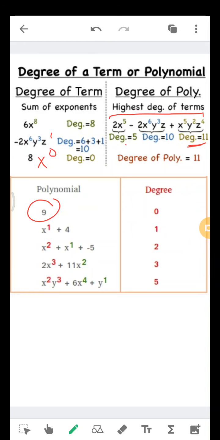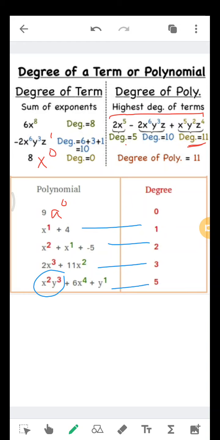So here there is a number 9 which doesn't have any variable, so you can write anything power 0. Always remember this. You can write anything power 0, like you can write a power 0. So the degree of this polynomial is 0, right? Then next we have x plus 4, so degree is 1. Then x square plus x minus 5, something here. So the highest power here is 2, so degree is 2. What is the highest power in this? It's 3, so degree is 3. The highest power here is 2 plus 3, that is 5, so degree of this is 5.